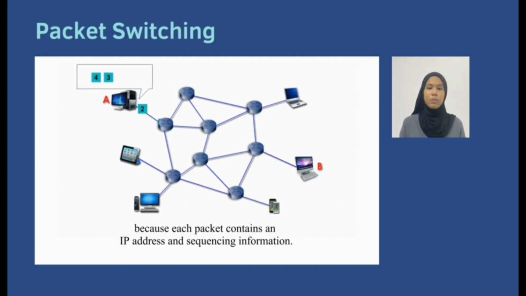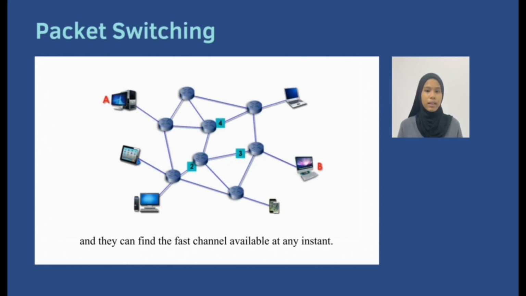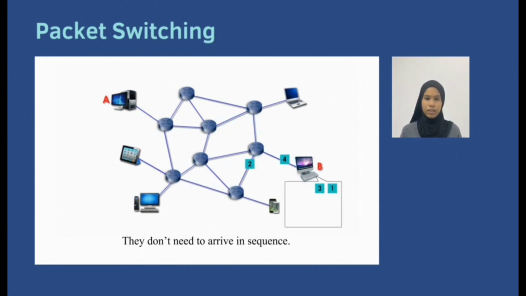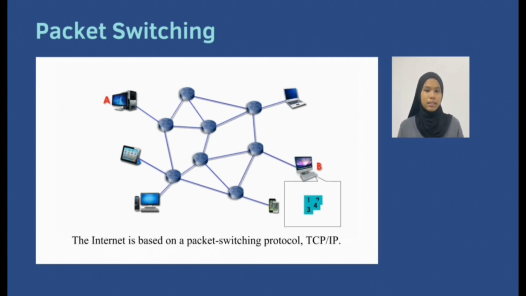Because each packet contains an IP address and the sequencing information, they don't need to follow each other. They can travel any network path and find the fastest channel available at any instant. They don't need to arrive in sequence because they can be reassembled together at the destination. The internet is based on a packet switching protocol, TCP/IP.